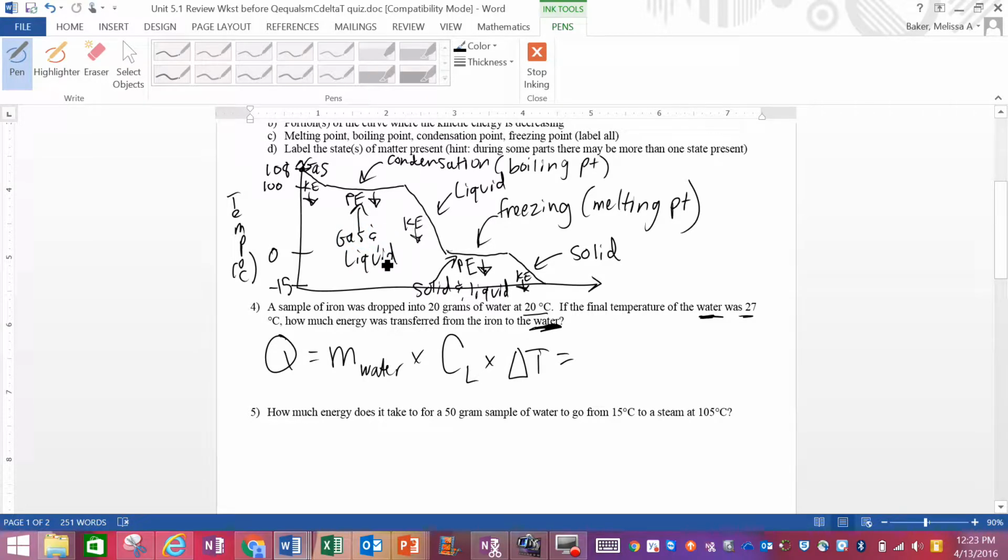Must have been hot iron. Mass of the water, 20 grams. Specific heat of water, 4.18 joules per gram degrees Celsius. And what was the change in temperature of the water? It was 27 to 20, 20 to 27. So that's a change in temperature of 7 degrees Celsius. Grams cancels out, degrees Celsius cancels out. We're going to be left with joules.